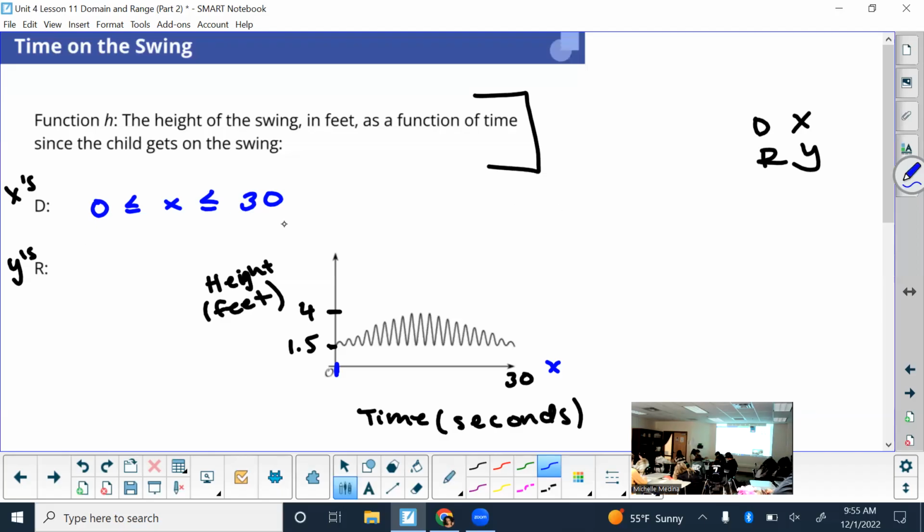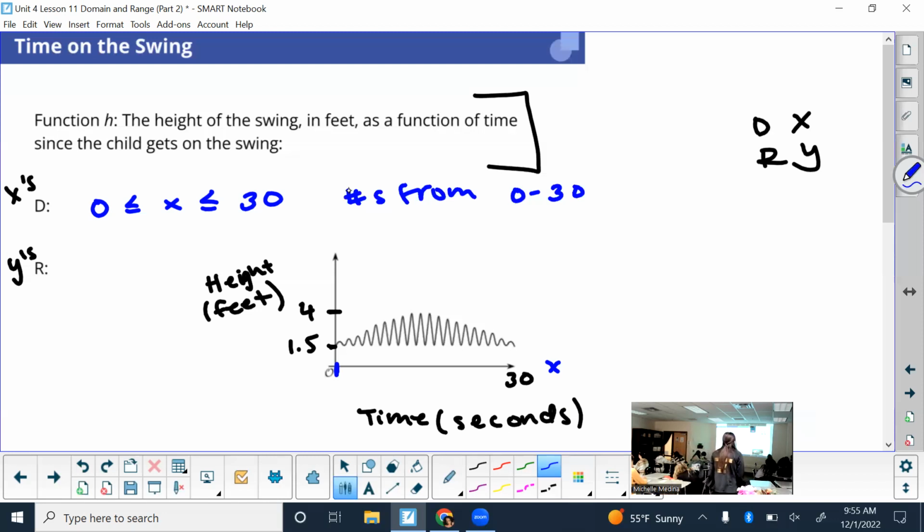So that's domain. In other words, you probably say the domain is all the numbers from 0 to 30, right? Can it be like decimals in between those? Yeah, you can have 0.5 of a second or really any fraction of a second. So that's why it's a continuous graph.